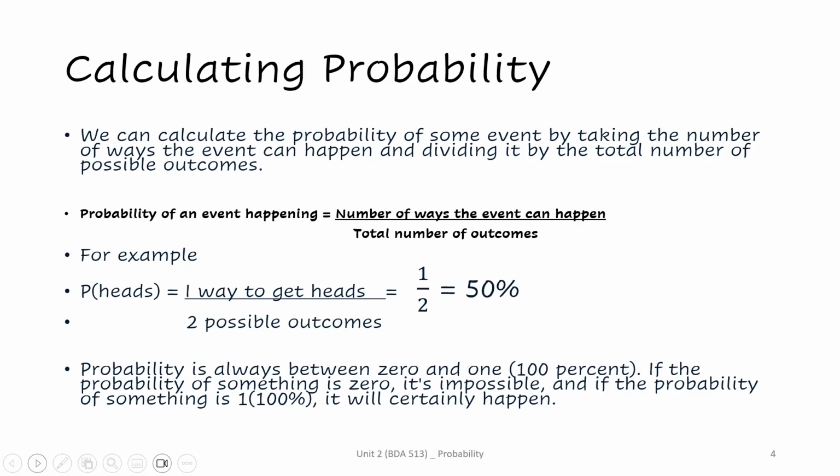Any questions so far on the formula for calculating the probability that an event will happen? Any questions so far? Are we okay with this one? Yes. Okay.